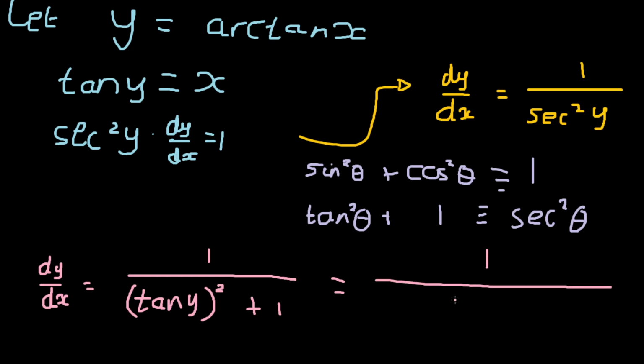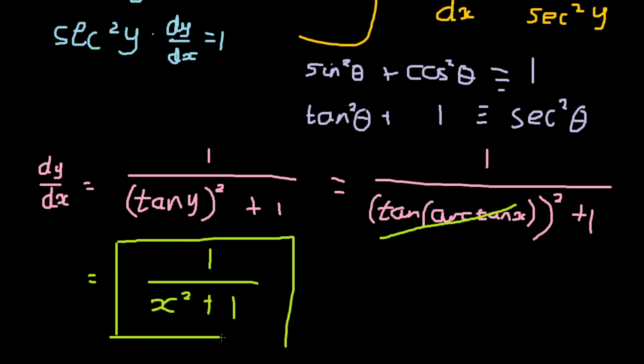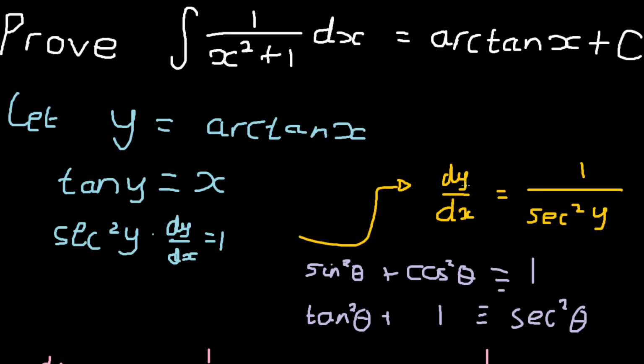And now let's substitute y. We get 1 over tangent of arctangent of x, squared, plus 1. The tangent and the arctangent just cancel, and you're left with dy by dx is equal to 1 over x squared plus 1. And obviously integrating this will yield the original arctan x plus the constant term.